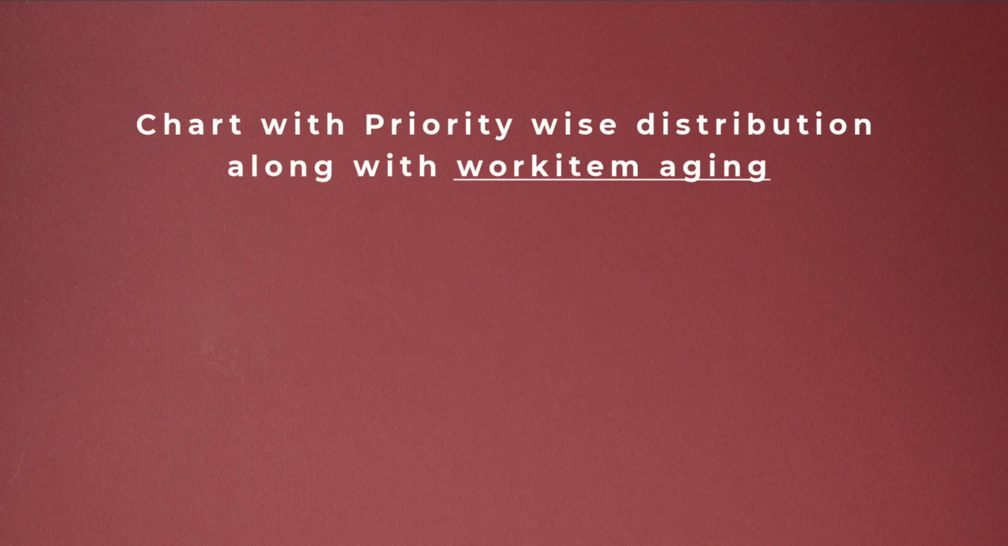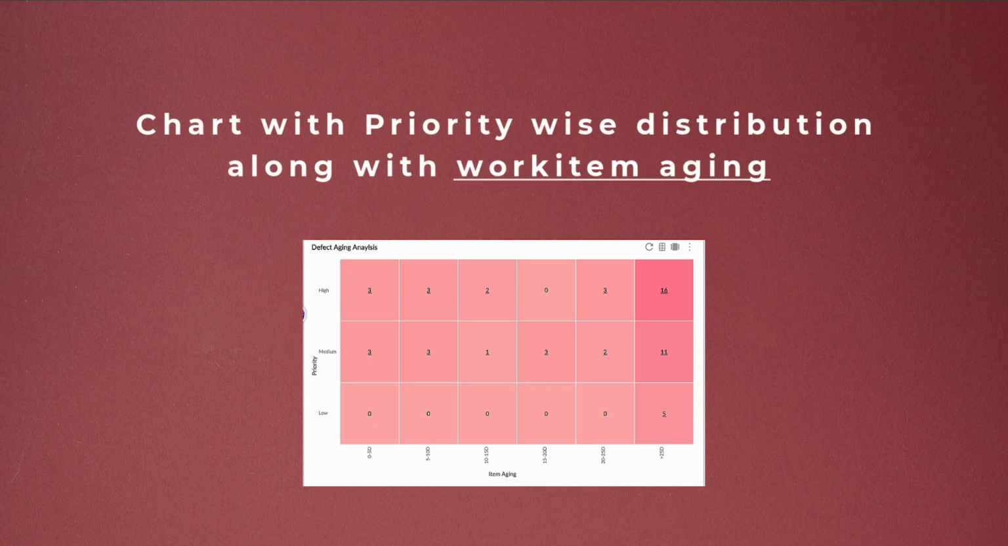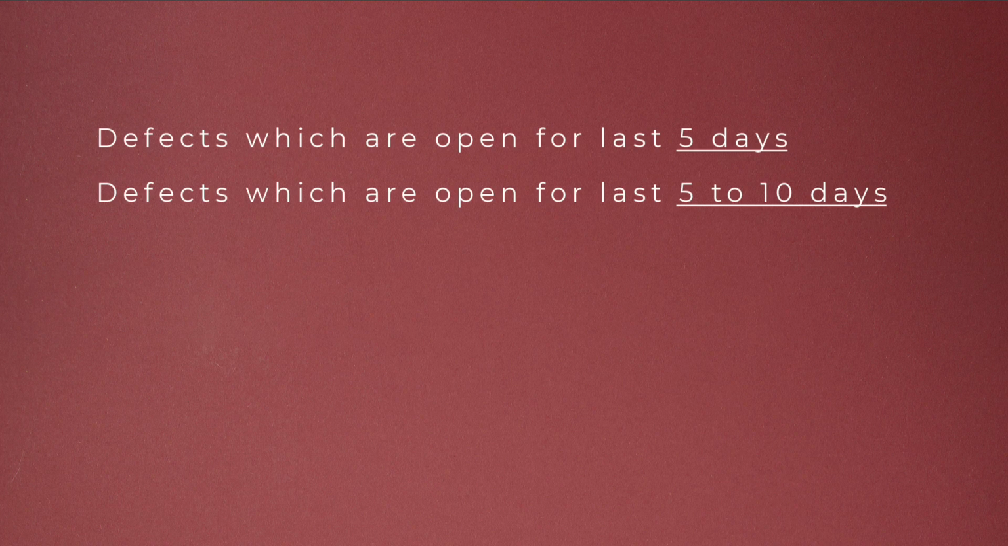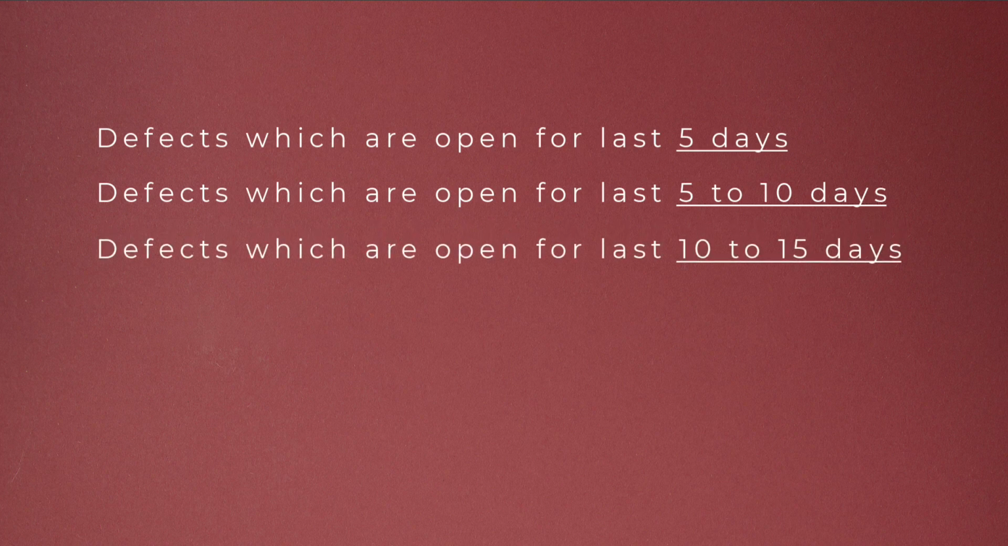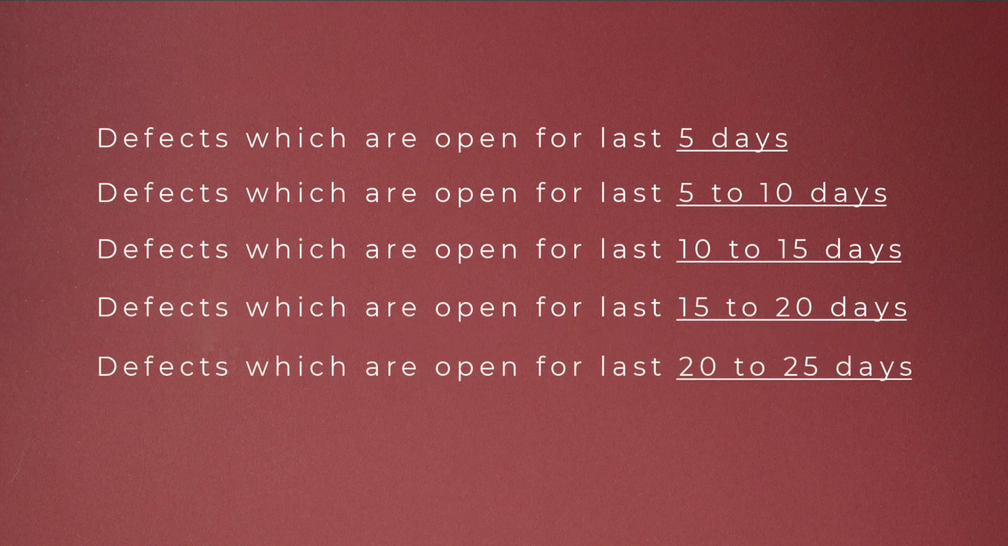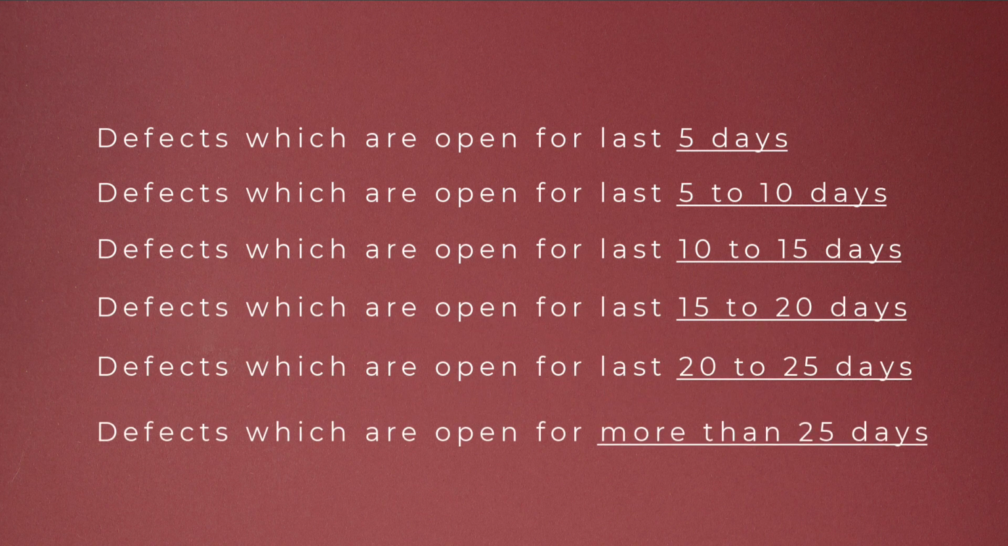Now let us plot a third widget that shows the priority-wise distribution of the defects along with how long they are open on the execution board. We will plot the defects in 6 categories. Defects that are open for the last 5 days. Defects that are open for the last 5 to 10 days. Defects that are open for the last 10 to 15 days. Defects that are open for the last 15 to 20 days. Defects which are open for the last 20 to 25 days. And the defects that are open for more than 25 days.